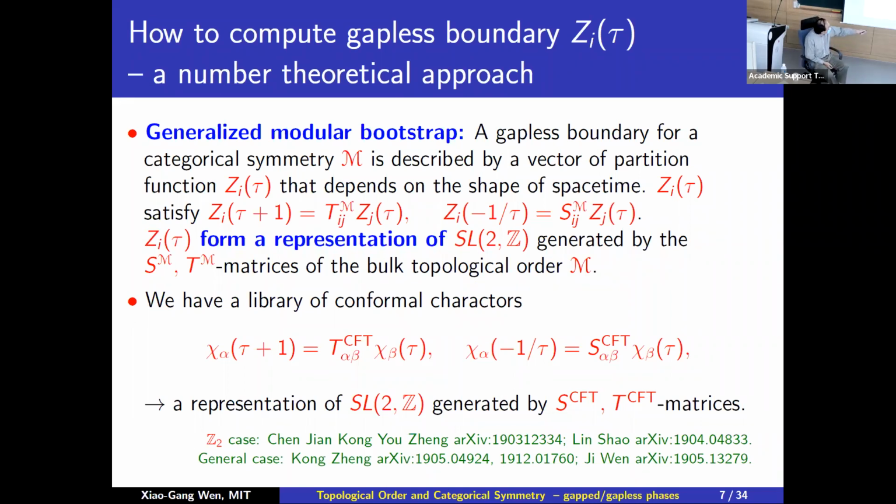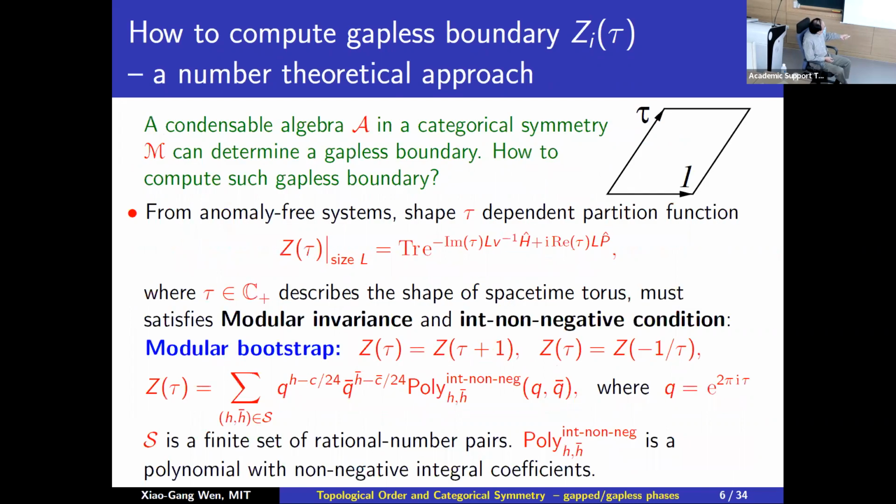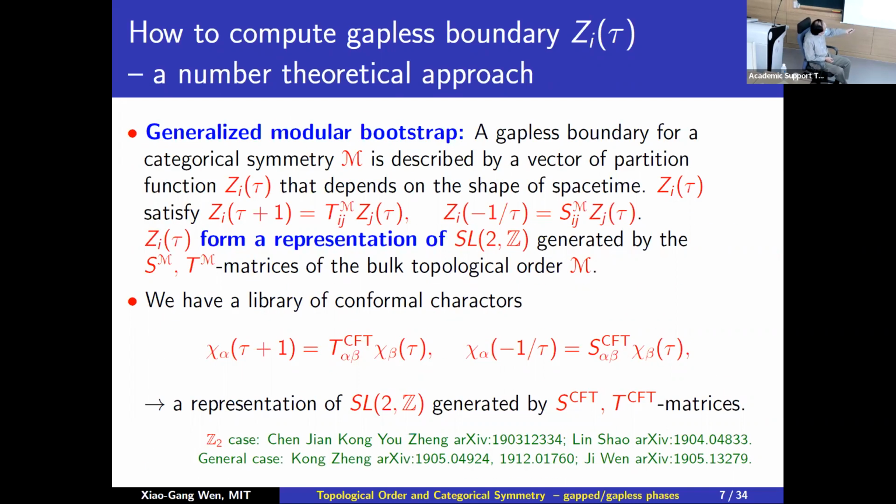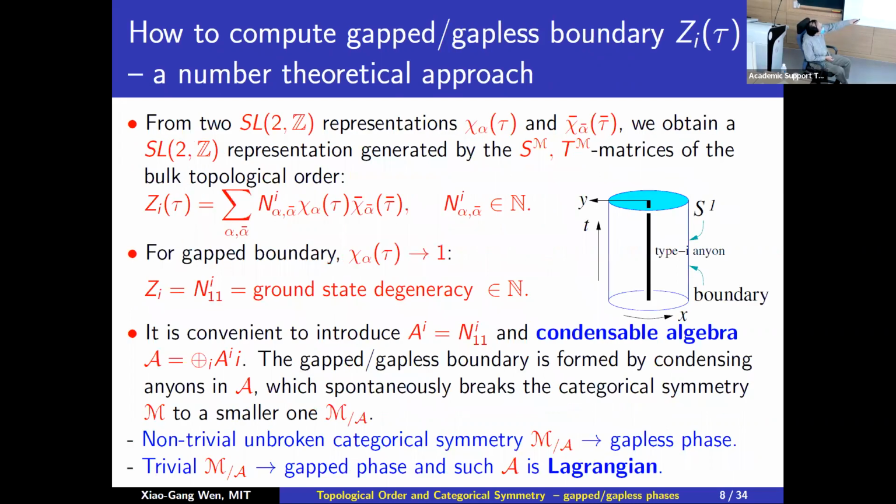So we have a library of conformal characters, which transform under some known ST matrix. So we construct a lot of example conformal theories as a big library. Then we just make a guess. We guess this polynomial using this library of conformal characters, putting chi and chi bar together. It's like a tensor product of these two characters. It's a tensor product of SL2 representations.